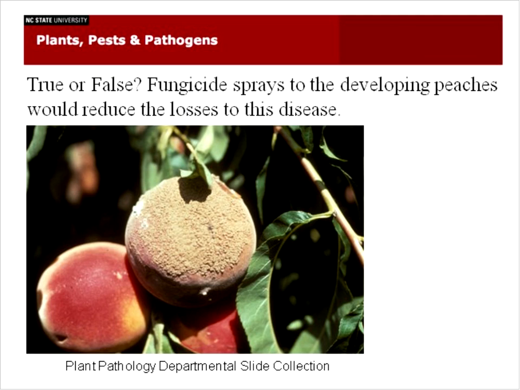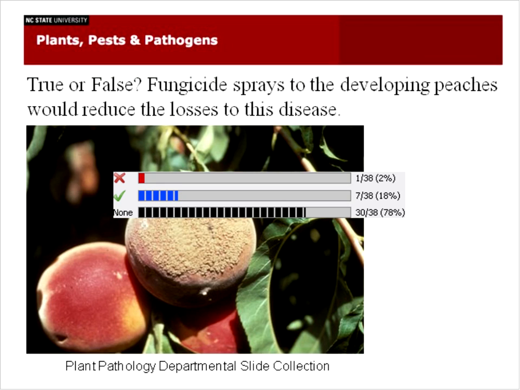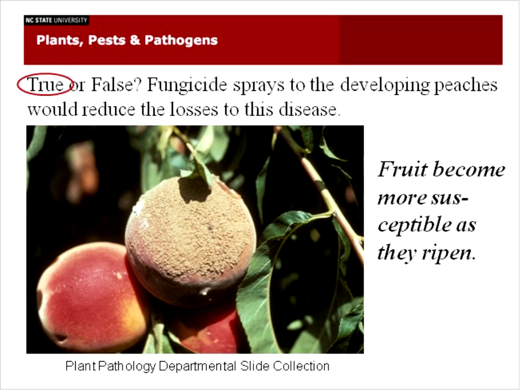I see some people putting in the text box true and true, and a couple of checks on the check boxes there. Let's look at the polling results. And as it happens, the ayes have it. This is true, and the fruit become more susceptible actually as they ripen.